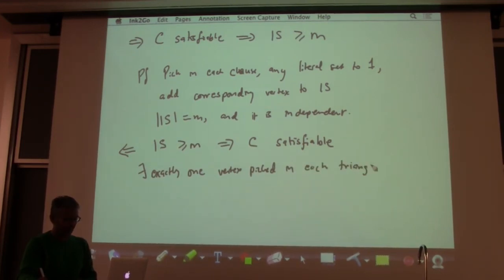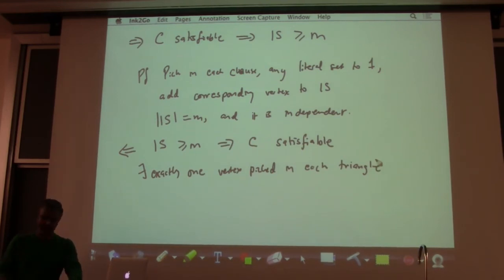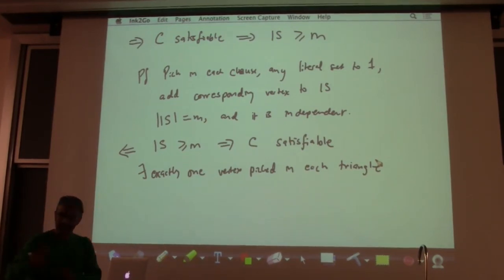Why? How come? If the independent set is more than m, why do I have one from each triangle? By the Pigeonhole principle, I can't pick more than one per triangle. So if there are m of them, you have to have one from each of them. That's an important point. Otherwise, I don't want to have missing triangles. So one in each triangle.